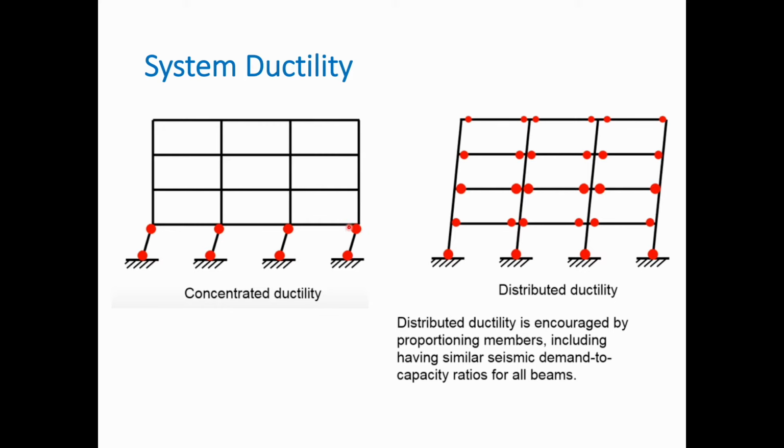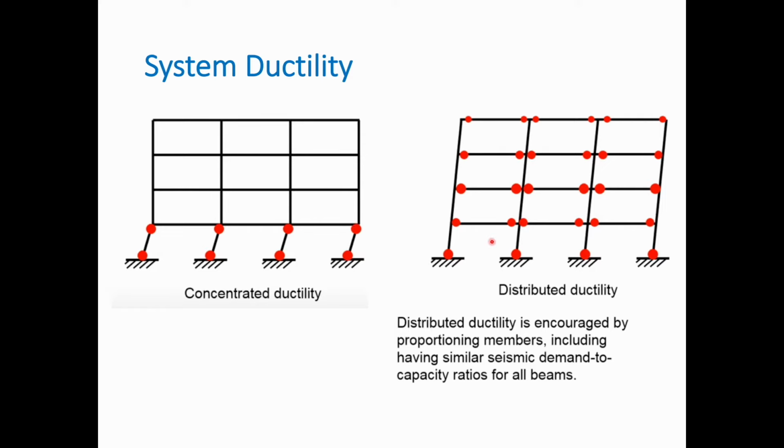We don't want to have any plasticity in the columns because columns carry the loads of the entire structure, and anything that happens in the columns will create huge overturning moments. So we want to avoid that scenario.